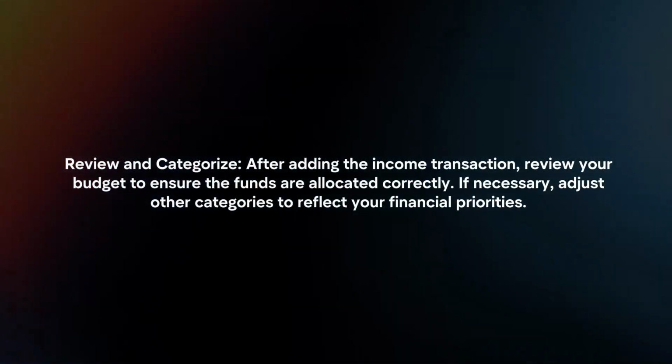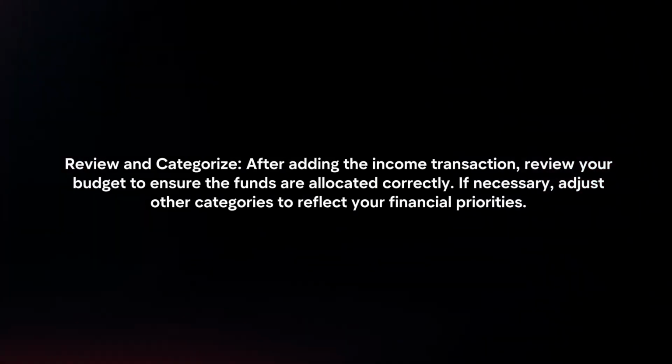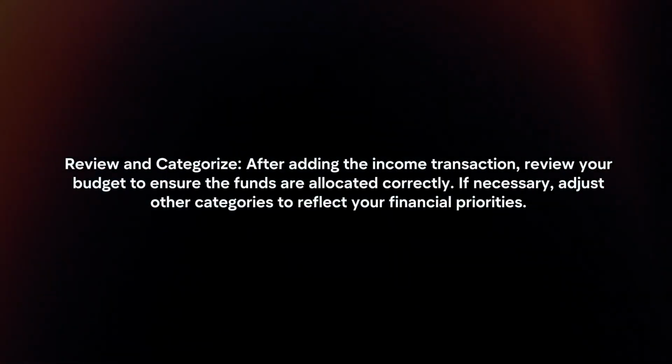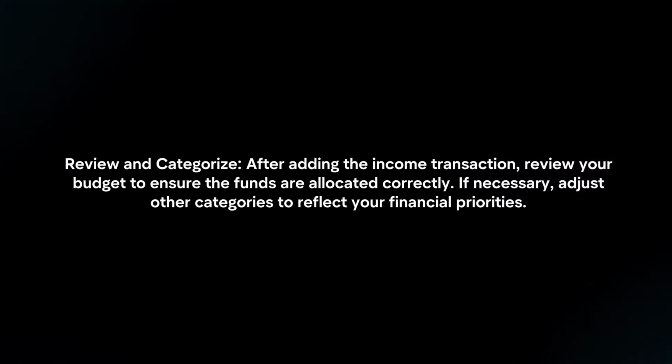Review and categorize. After adding the income transaction, review your budget to ensure the funds are allocated correctly. If necessary, adjust other categories to reflect your financial priorities.